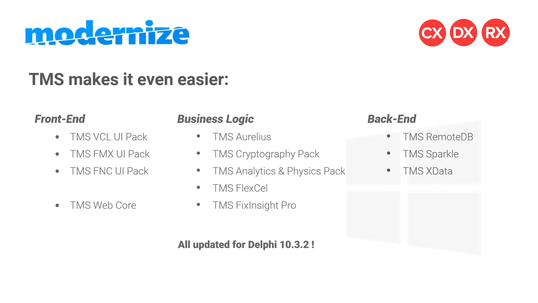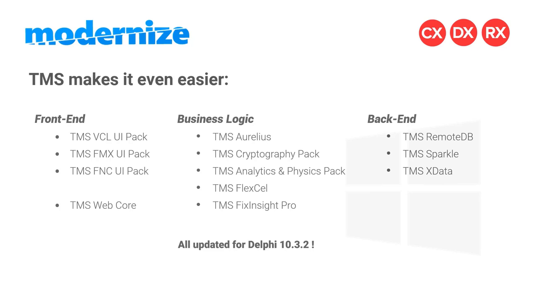However, TMS makes it even easier for the front end, the business logic, and the back end to get to your aim faster. So on the front end, we have the TMS VCL, FireMonkey, and FNC UI Packs that make GUI development a bliss. And for the web, we have TMS Web Core, which makes application development for the web possible. For the business logic, we have TMS Aurelius, an object relational mapper, so you can use classes instead of writing the database connectivity for different databases yourself.